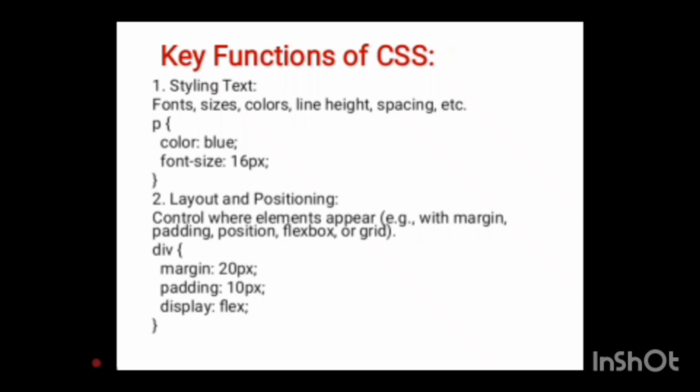The second key function of CSS is layout and positioning. Layout and positioning control where the elements appear, for example the margin, the padding, the position, the flexbox, and the grid. So in a div element, we can have a margin of 20 pixels, padding of 10 pixels, and display of flex.